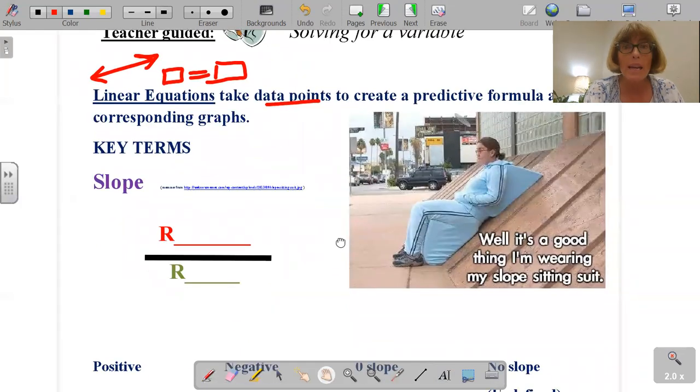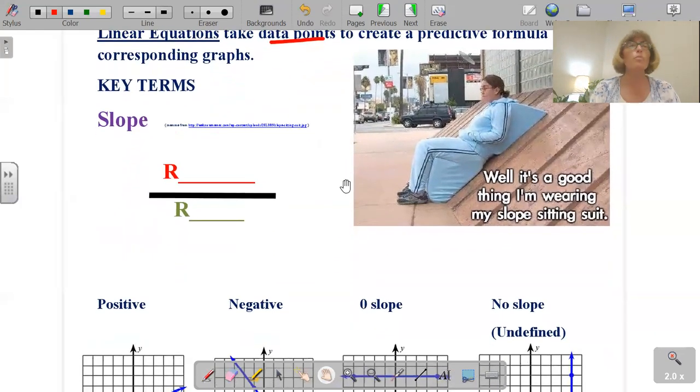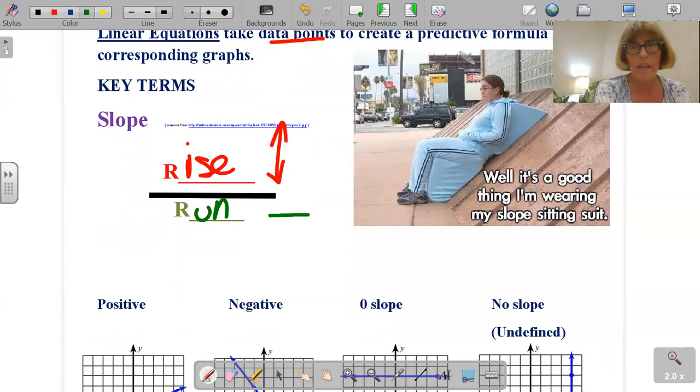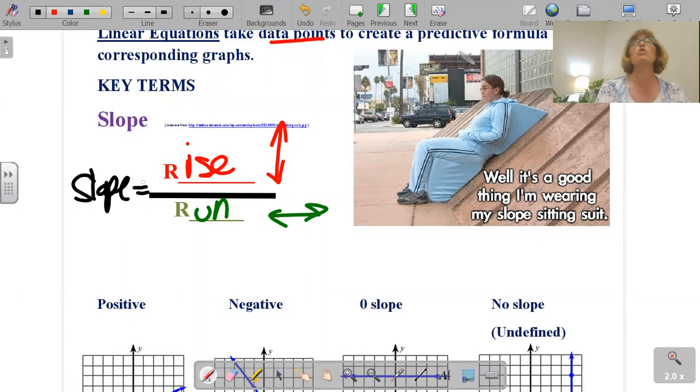Now, to review some basic properties of lines, the most important would be slope. Slope is the tilt of a line. Two parts to slope, the rise and the run. Rise is vertical, run is horizontal. Together, they describe slope. So slope equals rise over run.